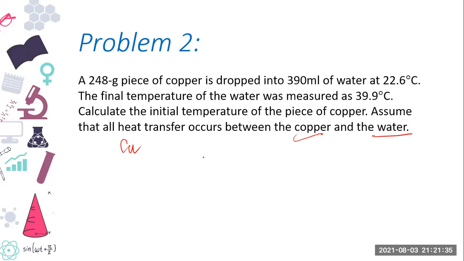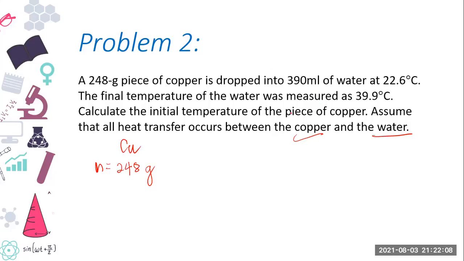This is not like a must, like you should do it in a table or something like that. Just make sure that you identify which data is for copper and which data is for water. So in this case, copper, we have mass, which is 248 grams. And then we also have, we're looking for the initial temperature per piece of copper.